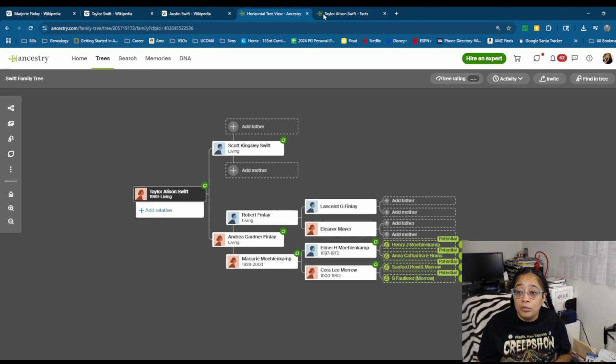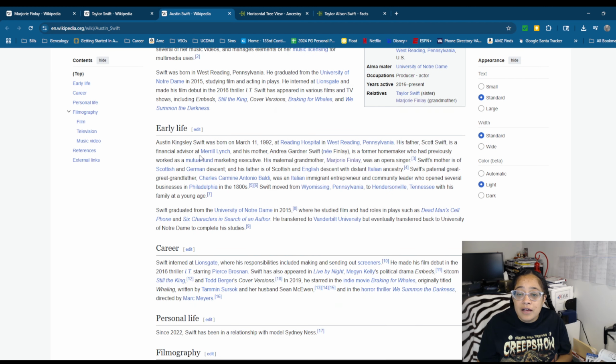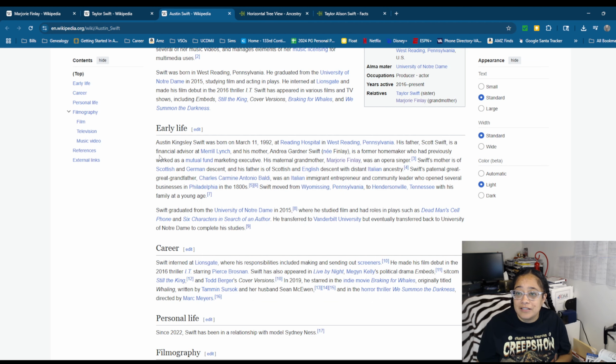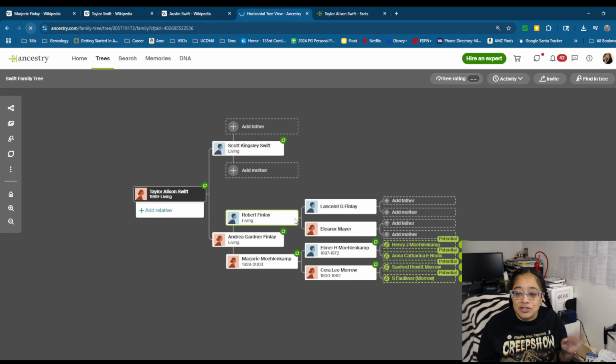And we've got the father already, so he is saying yes. Father Scott Swift is a financial advisor. It talks about Marjorie Finlay again, and then Swift's paternal great-grandfather. So we want to hold on to this right here, and we're going to come back to that. All right. I like to refresh again whenever I add information just so we have it.